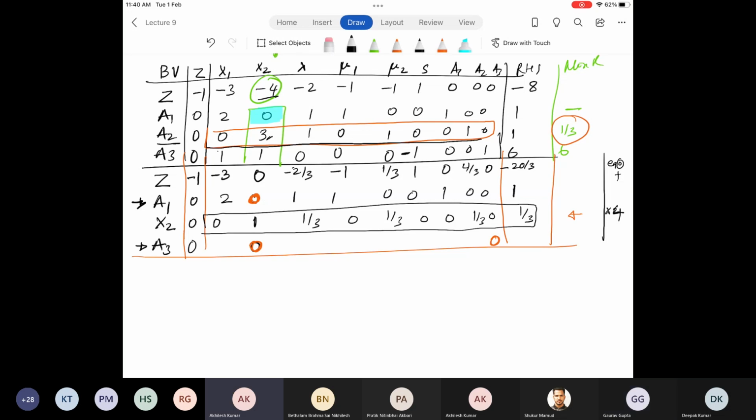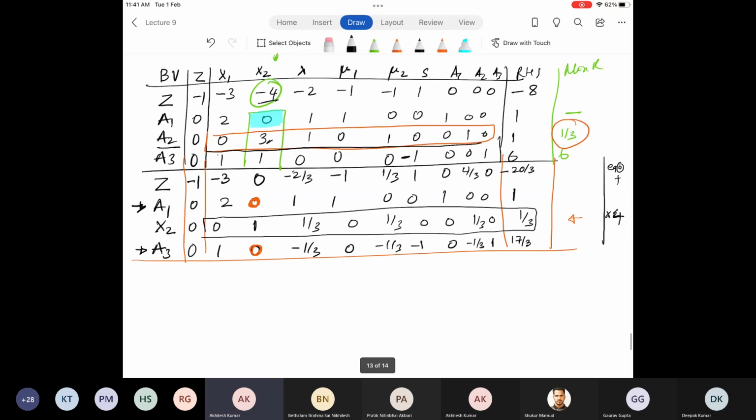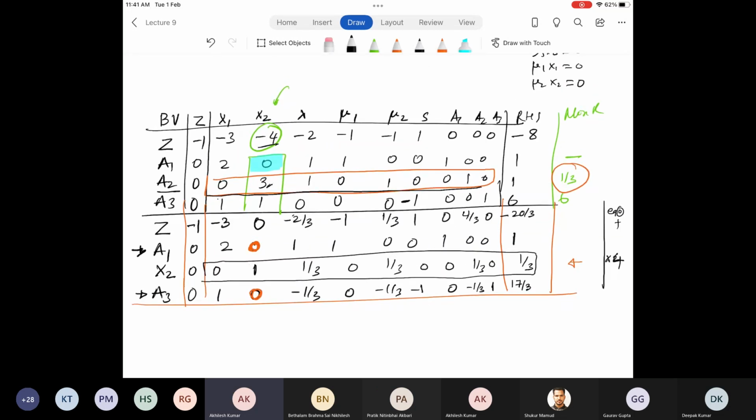Sorry. Okay. What is the last line you have got for A3? Anyone? Sir, 1 0 minus 1 by 3. 0 minus 1 by 3. Minus 1 0. Minus 1 by 3. And 1. Good. And the value you have got is? That will be 17 by 3. 17 by 3. Now here, which one will enter?